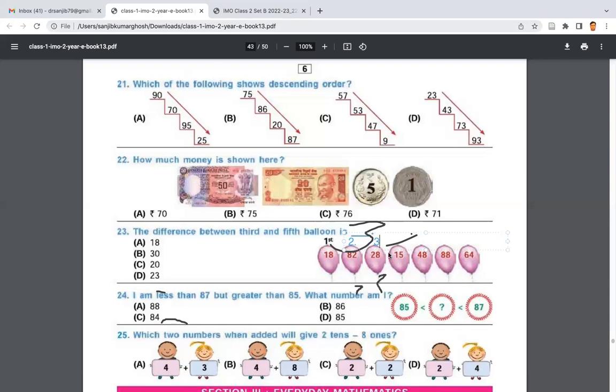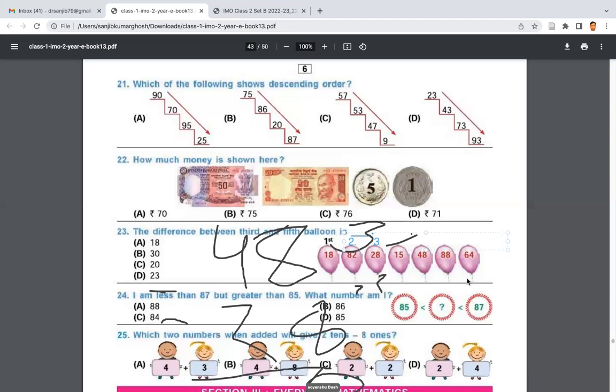28. Very good. So after third, which number comes, beta? Fourth. After fourth? Fifth. Excellent. So in fifth, what is the number written? 48. So 48 minus 28 is how much? Tell me. 20. Excellent. It's 20. Super.